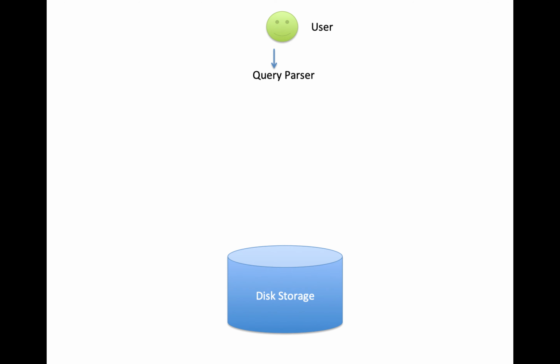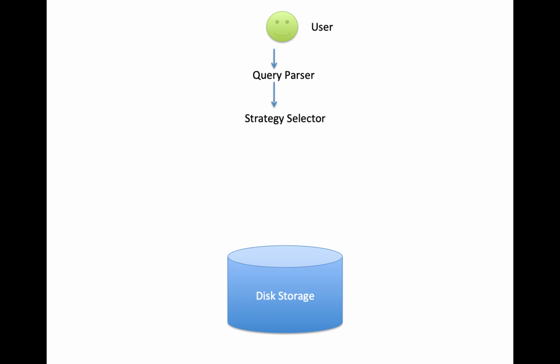So the user interacts directly with a query parser. So it can be in the form of an SQL query, for example, and in the SQL query, the user can specify what kinds of information he or she needs from the disk. The strategy selector then looks at the query and decides on the appropriate action to take, thereby optimizing the query.